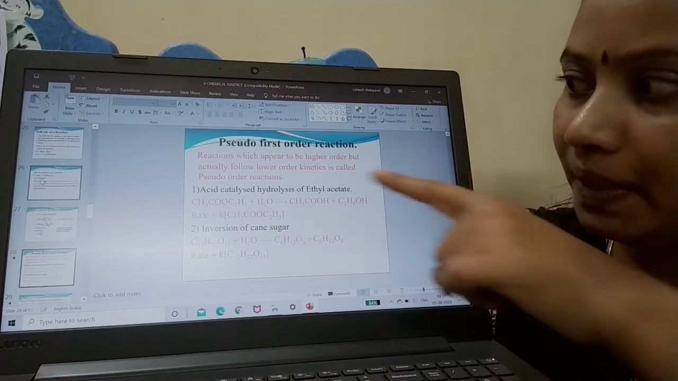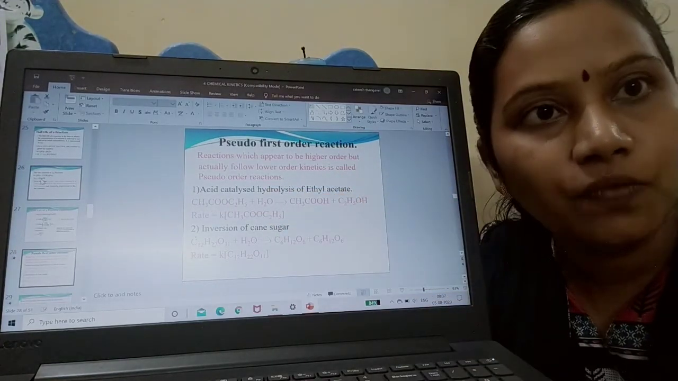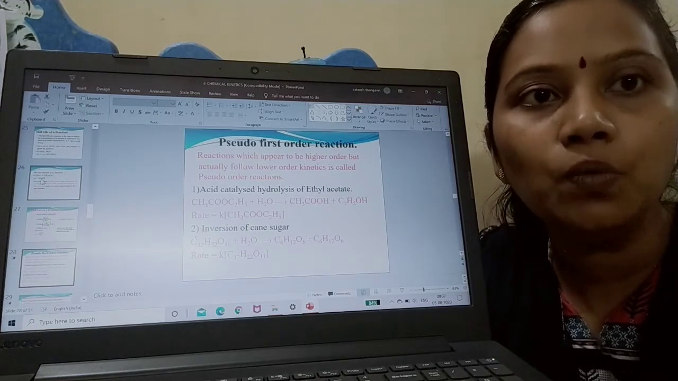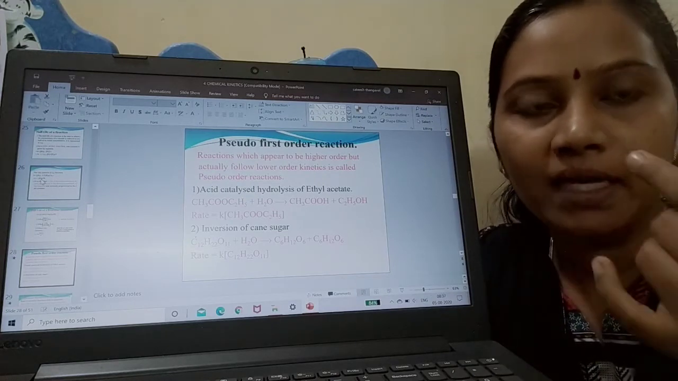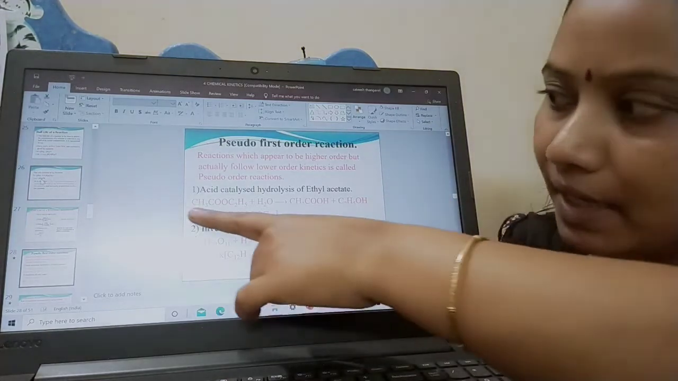Say, for example, the acid catalyzed hydrolysis of ethyl acetate. What is the formula for acetic acid? CH3COOH is the formula for acetic acid. I am going to remove H and replace it with an ethyl group, that is C2H5, then it is ethyl acetate.